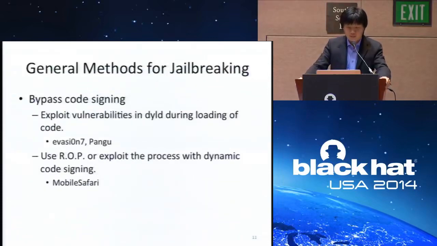So now let's look at the general methods that are agreed upon for jailbreaking. What I'm about to discuss are all the criteria that people have agreed constitute jailbreaking. The first one is that you need to bypass code signing. There are many ways to do that. Here we point you to two examples. Number one is that you can exploit vulnerabilities in DYLD during loading of the code. You can see examples of this in Evasion 7 and the Pangu jailbreak. Or you can use ROP or exploit a process with dynamic code signing. You can think about it like exploiting mobile Safari.